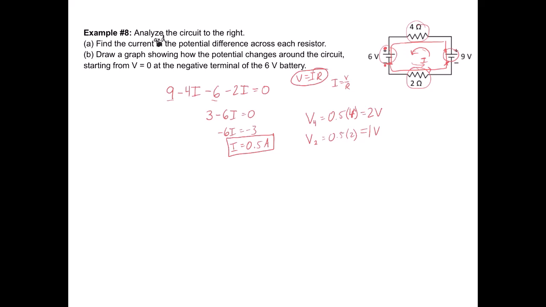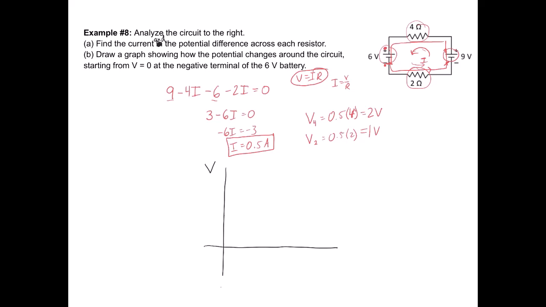Okay? Now in letter B, it wants us to draw a graph. So this is interesting. It wants to draw a graph showing how the potential changes around the circuit. We're going to start with V equals 0 at the negative terminal of the 6 volt battery. So let's go ahead and create a graph. All right, now let's see what we can come up with here.